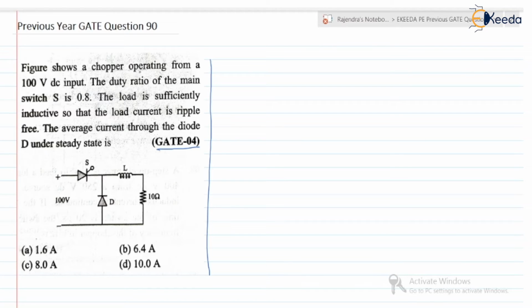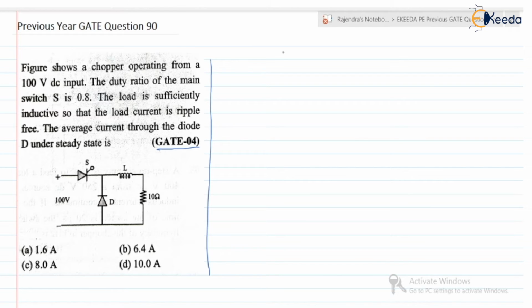Figure shows a chopper operating from a 100 volt DC input. So VDC is 100 volt. The duty ratio of the main switch S is 0.8, D is equal to 0.8. The load is sufficiently inductive so that the load current is ripple free. The average current through the diode D under steady state is, and they have given the four options.